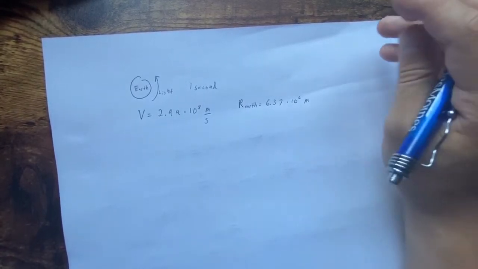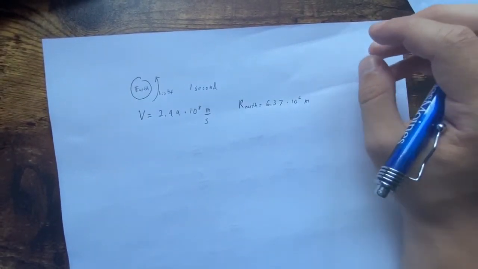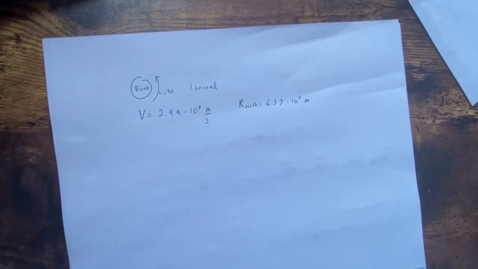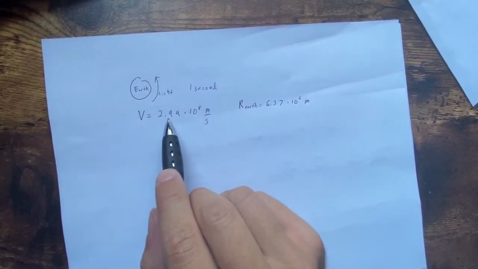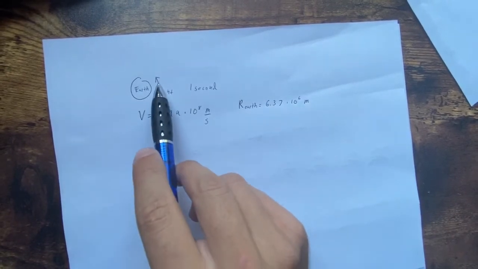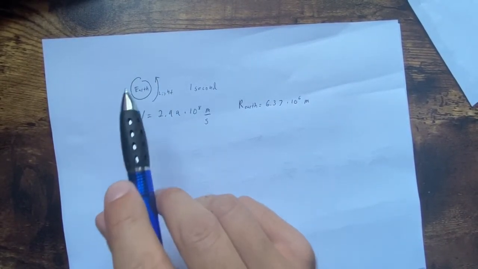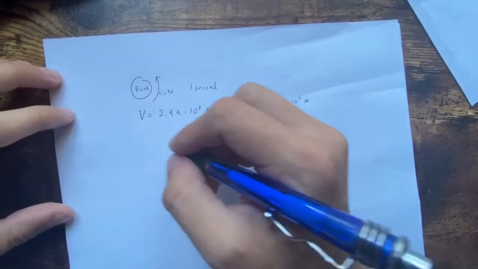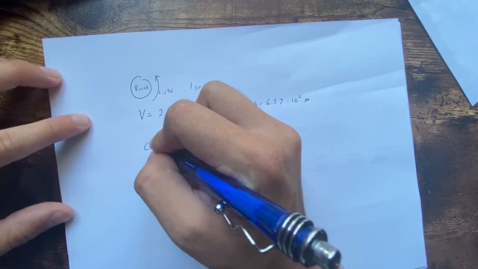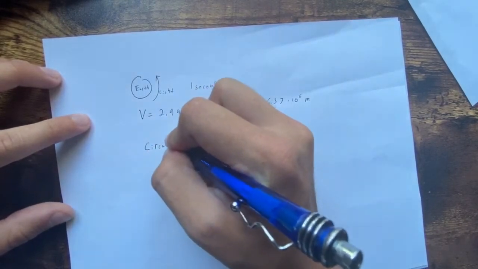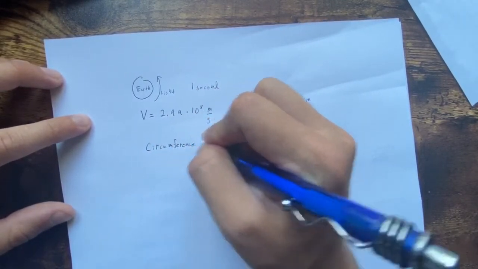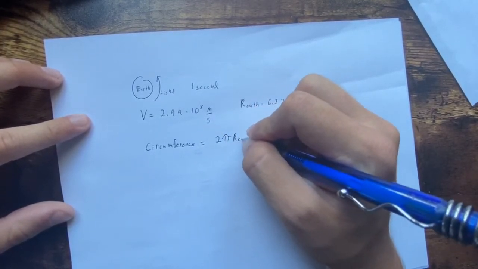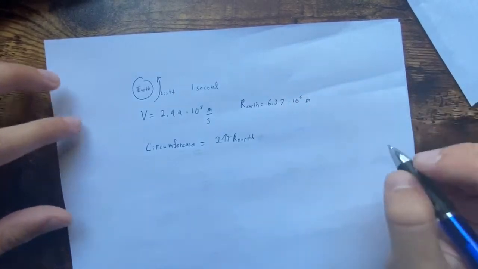So we want to know how many times can this thing go around the Earth. So really, we just need to divide the distance that light travels in 1 second by the distance that it travels around the Earth. And that will tell us how many times it goes around in 1 second. So the circumference of the Earth is the path that it will follow. And that equals 2 pi times the radius of Earth.